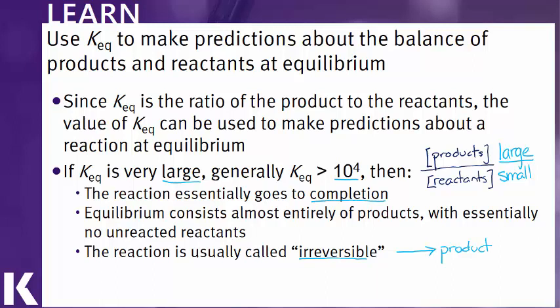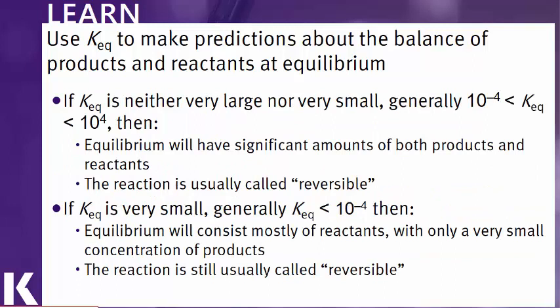But not all Keqs are this large. If we have a Keq that's not really very large and also not really very small, somewhere between 10 to the negative fourth and 10 to the fourth, we have some products and we'll have some reactants, but we'll have significant amounts of both. And this type of a reaction is called reversible since it can proceed forward to make products or it can go in reverse to make reactants.